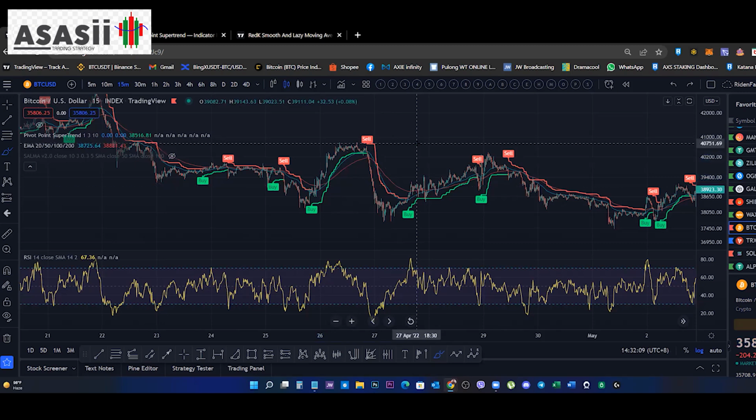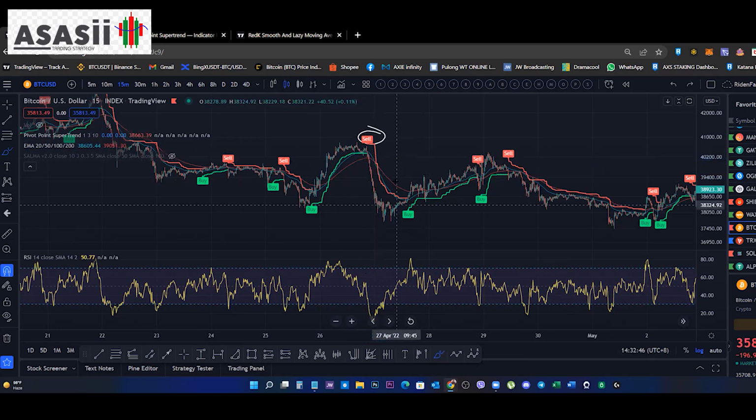Now, how can you use this as a confluence for our main indicator, the Pivot Point Supertrend? For example, we already have a sell position. Once the price action goes down below the 50 MA and the 100 moving average, technically speaking, we are already in a downtrend. So you have the right position here. If you enter in this scenario, yes, correct, I'm now in the correct position.